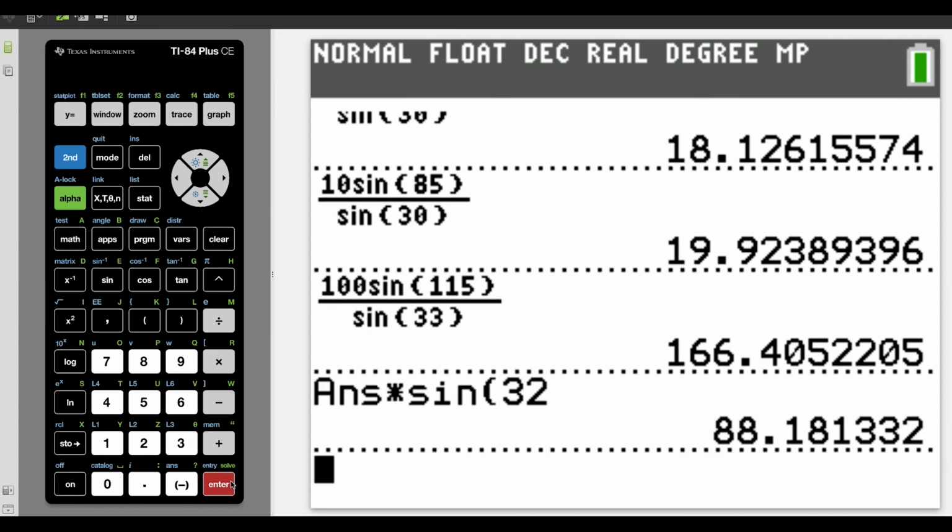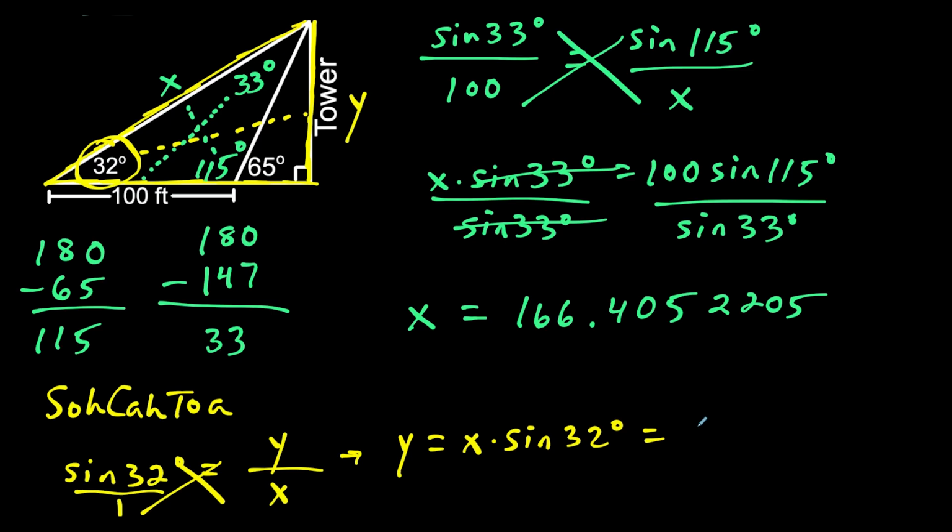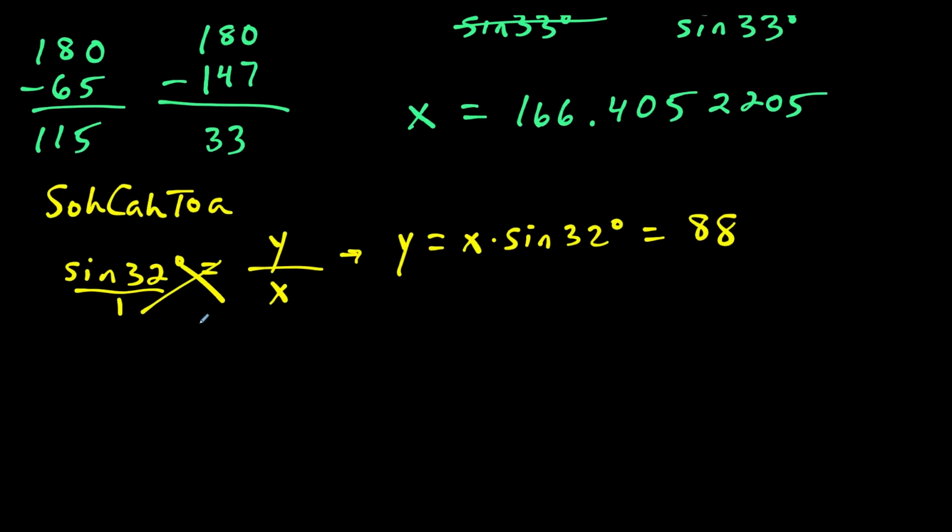And the question said to round to the nearest foot. So 88.181 is going to round to 88 feet. So we'll say y is equal to 88. And now we'll just write our answer formally. The height of the tower is 88 feet.